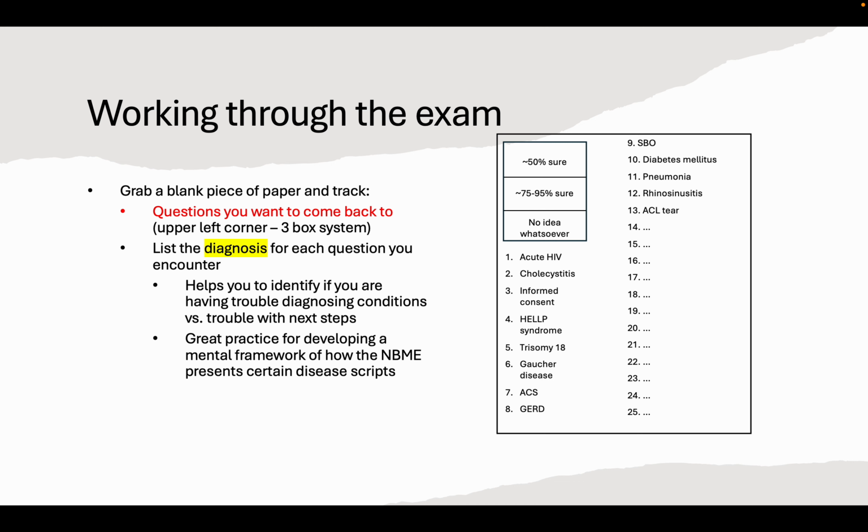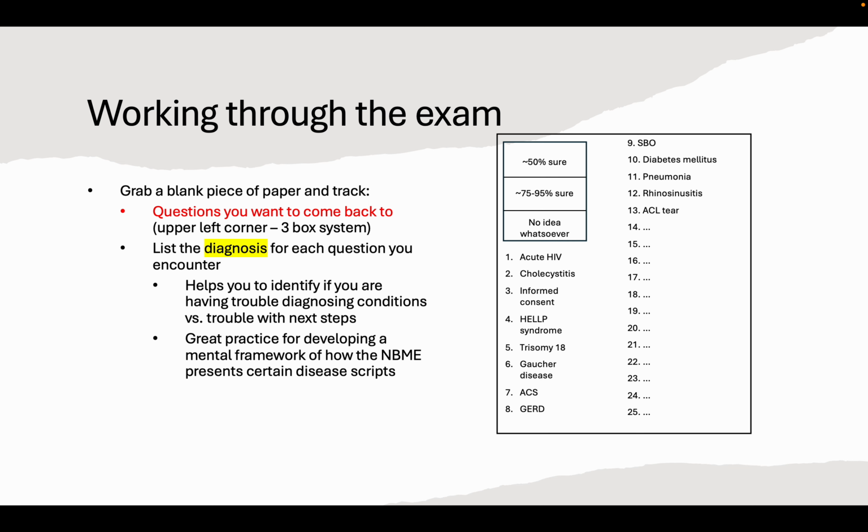So then if you get to the end and you have extra time, you're going to hit the top box first. If you get all the way through there, then you're going to go to the middle box. If you get all the way through there, you're done. Don't second guess things that are in the bottom box unless you've suddenly remembered something that you didn't remember before.